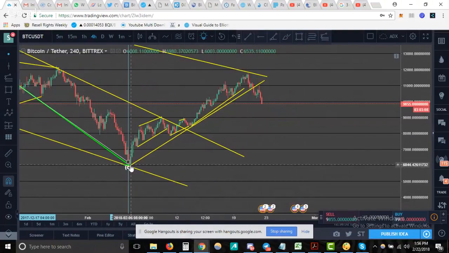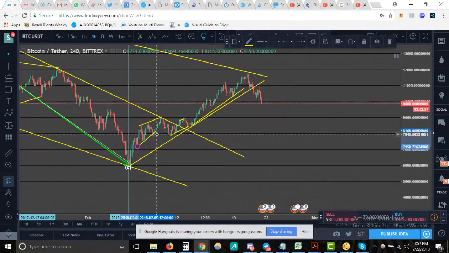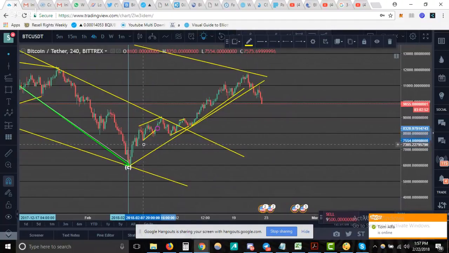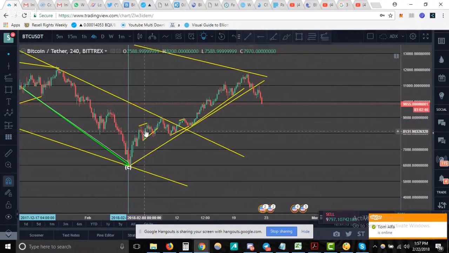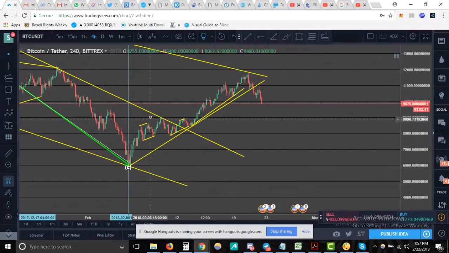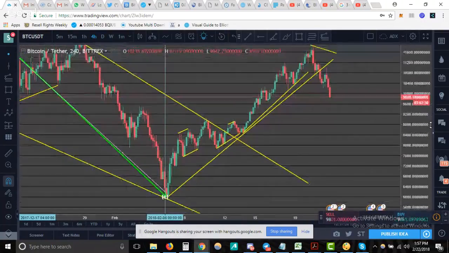All right, so starting from here, we can say this has been a bull run. So you can call this a continuation pattern. This is a continuation pattern. All right, this is a continuation pattern. So we can call this wave 1, wave 2, wave 3, wave 4, wave 5. So let's label it and see. Then we can measure it and confirm it.